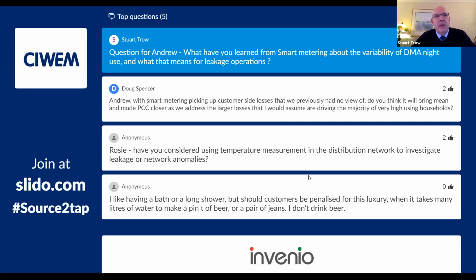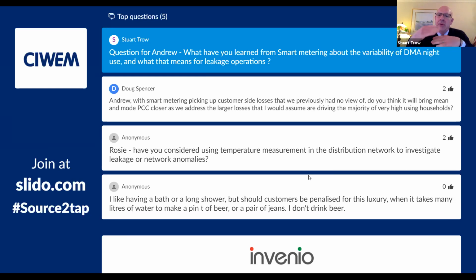Yeah, it came about when Aquia started to talk about zero leakage, and we had a workshop in London where the subject of background leakage came up, but no one really understood what this thing is called background leakage. And over the last 6 or 7 years, with the work that we've been doing with Invenio and the work that Thames have picked up from their smart metering program, we found that night use in DMAs varies considerably, and plumbing loss in DMAs varies considerably.